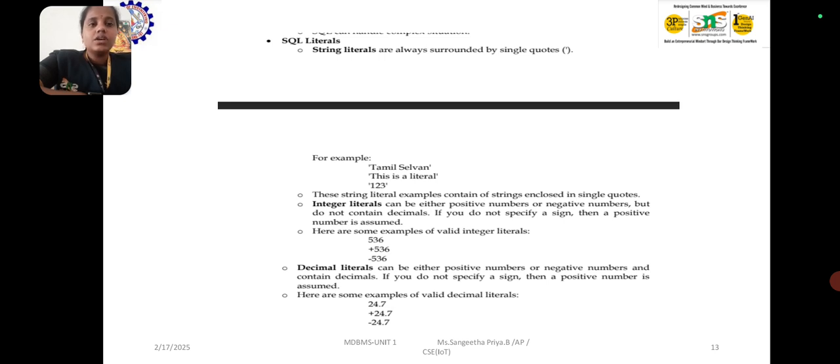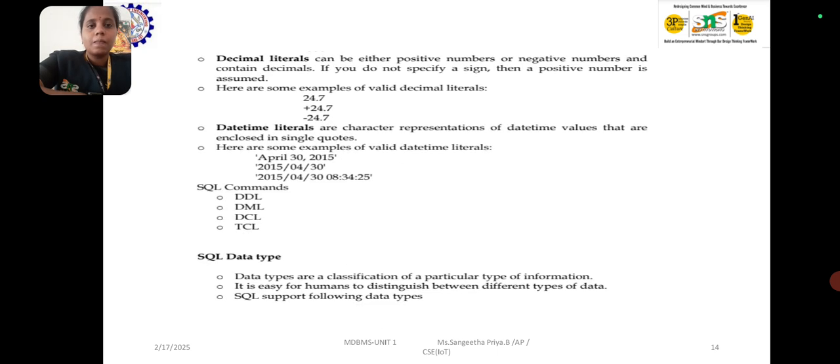Decimal literals can be either positive or negative numbers and contain a decimal. If you do not specify a sign, then it will be assumed as positive. Here are some examples of valid decimal literals. Next one is date time literals, a character representation of a date time value, enclosed in single quotes. Here are some examples. Next one is SQL commands. In SQL we have DDL, DML, DCL and TCL.